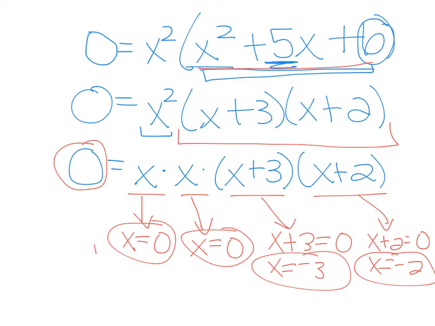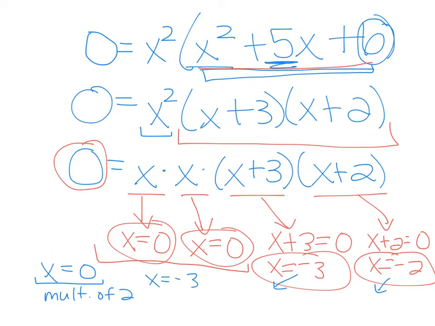Now, as you can see, this zero, x equals 0, occurs twice. So when I list the zeros of my function, I actually only have 3 unique zeros. They are x equals 0, and I'm going to state that x equals 0 has a multiplicity of 2 because it occurs twice. And for x equals negative 3 and x equals negative 2, I don't need to state a multiplicity because they don't repeat themselves. They don't occur more than once.